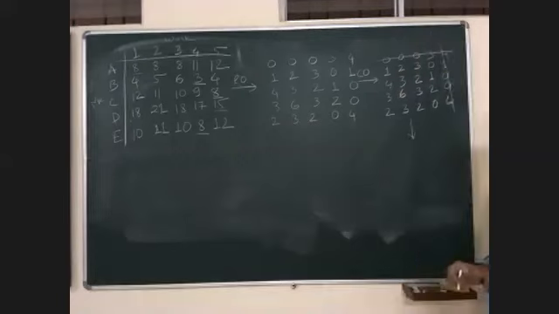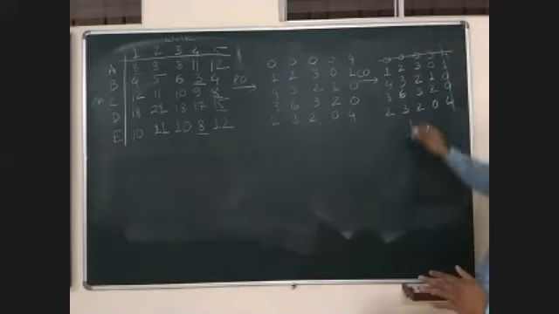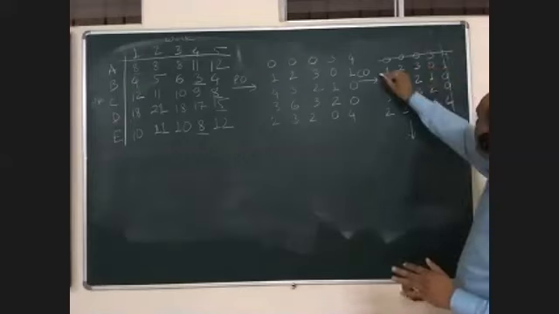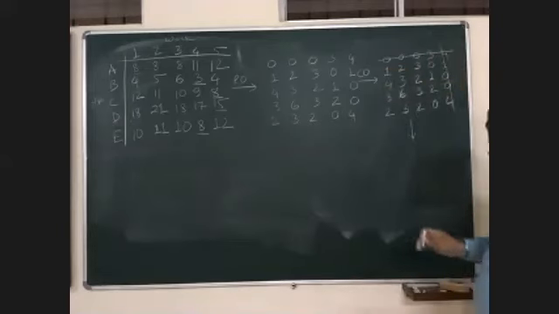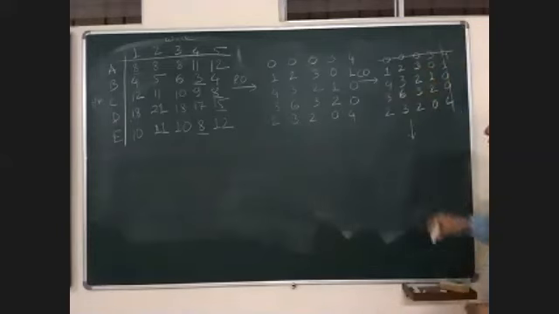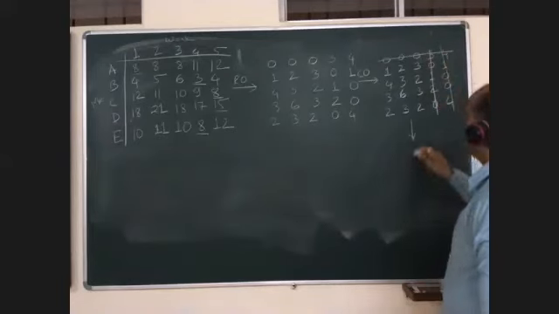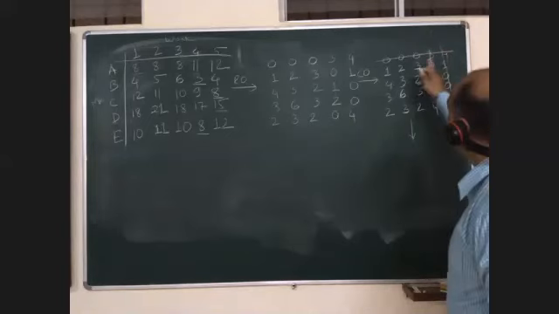What do you want? Shall I go with column? See, any way you do, you'll get the same answer. If your friend is doing this way and you're doing this way, your answer will remain the same. So what do you want? Shall I go with column or row? Your choice? Column. Okay, column. Now all the zeros are covered.